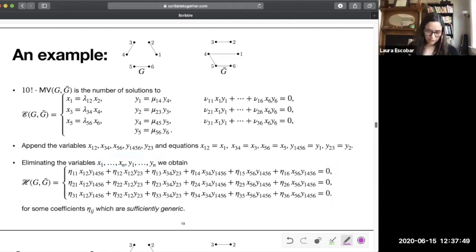Because of time, I won't go into too much detail, but these aren't hard to find. You can use the path structure of each of the graphs to actually give very explicit formulas for each of these coefficients.